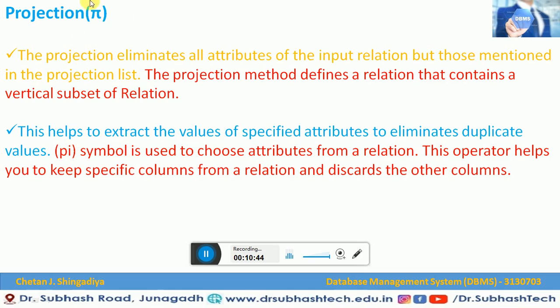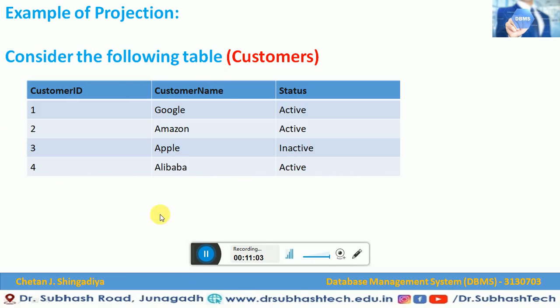This pi symbol, as I already said, is used to choose attributes from a relation, and this operator helps you to keep specific columns from a relation and discard the other columns. So this is a simple understanding of the projection operation in DBMS. Now consider this example for the projection operation.